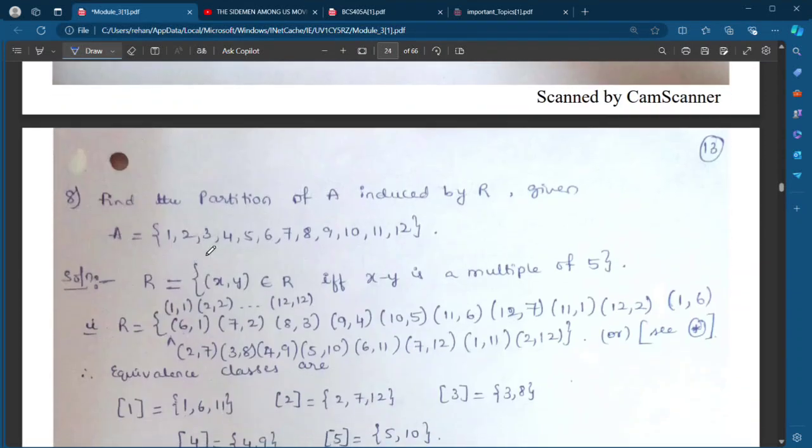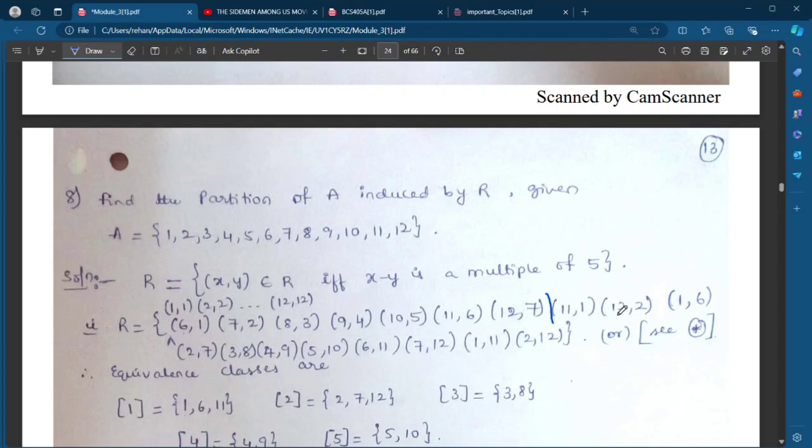Then find the partitions of A induced by R, given A is 1, 2, 3, 4, 5, 6, 7, 8, and so on up to 12. Here R is such that (x, y) belongs to R if and only if x minus y is a multiple of 5. Solution: give partitions. Here 6 comma 1, the difference is 5; 7 comma 2 is 5. Simply keep adding 1 on each side until 12: 6, 7, 8, 9, 10, 11, 12. Then 1 was there, so you keep adding 1, 2, 3, 4, 5, 6, 7, and keep reducing one term and again start with 1. Same thing, then 11 comma 1, 12 comma 2, 1 comma 6. Then what you have to do? Same thing.